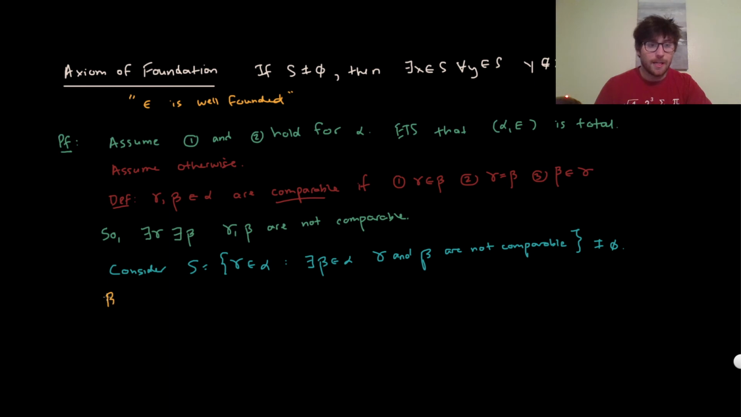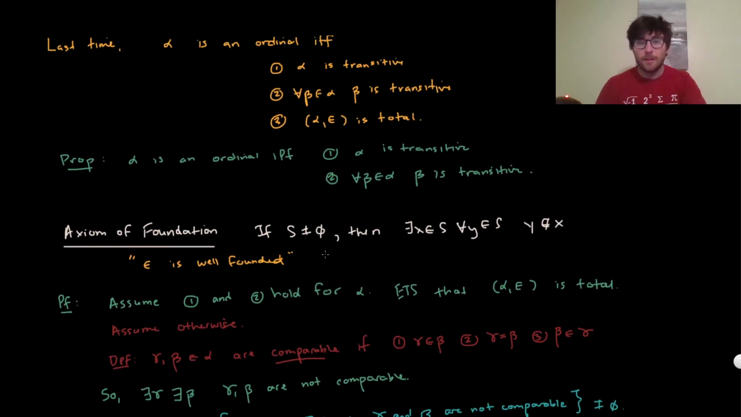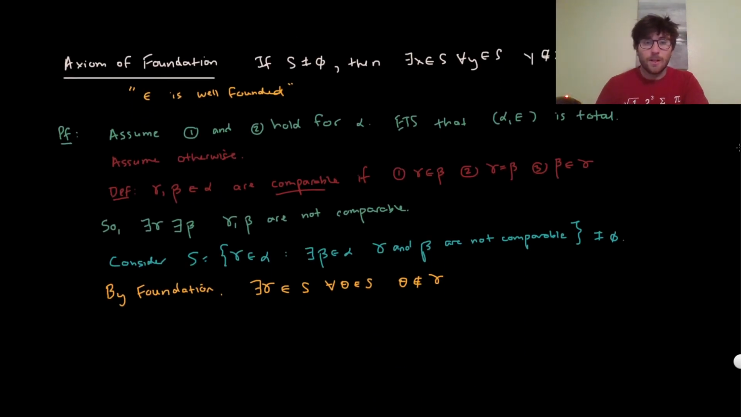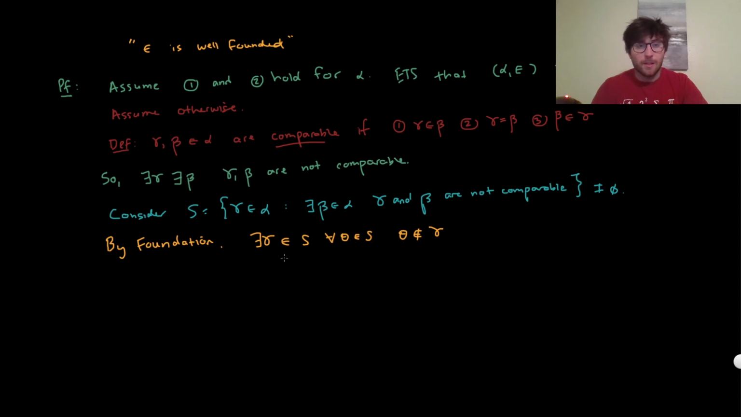So by the axiom of foundation, what do we know? We know that there's some element, maybe we'll call it gamma, abusing notation a little bit, that's in S, such that for every other theta in S, it's not the case that theta is an element of gamma. I'm just writing out what the axiom of foundation says, which is right here, but instead of with x and y, we're using gamma and theta. In other words, there's some epsilon minimal element of S. But what's going to be useful for us is the contrapositive of this part of the statement.